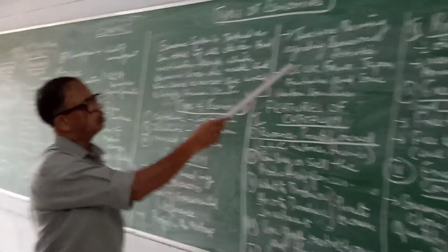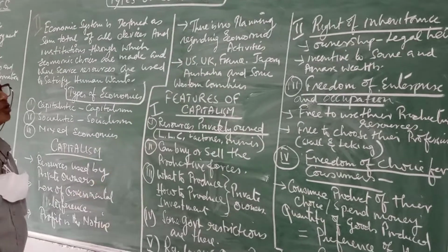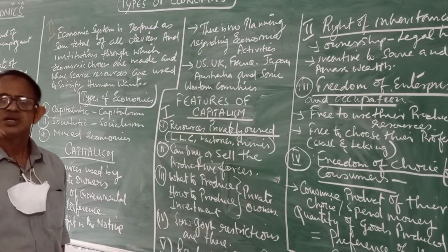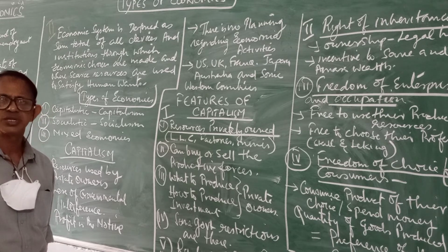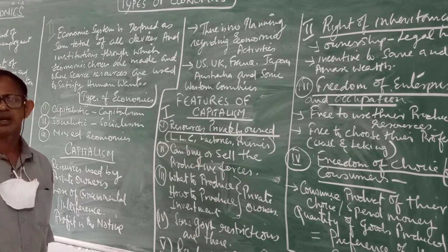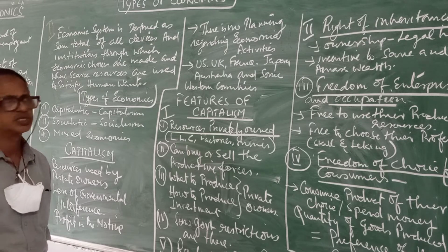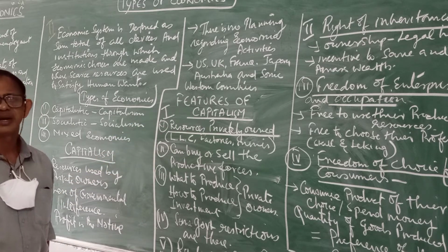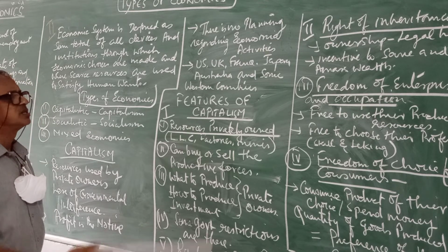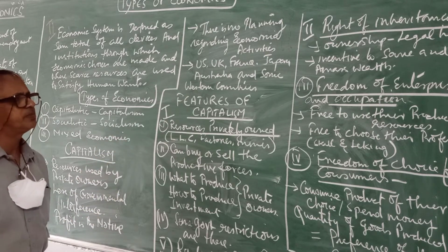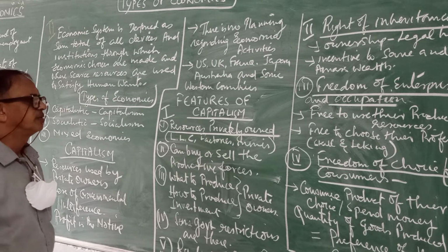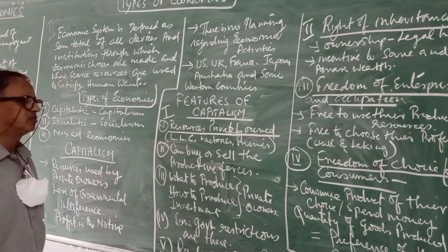Then there is no planning regarding economic activities. Because everything is in the hands of the private owners, they plan according to the situation and their choices, so there is no proper planning regarding economic activities. Countries like the US, UK, France, Japan, Australia, and some Western countries follow the capitalistic mode of functioning. What are the features of capitalism?